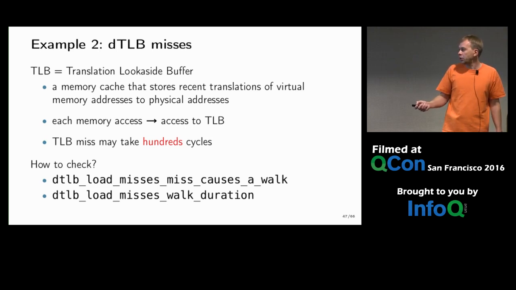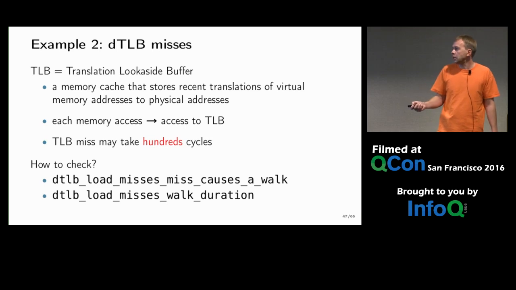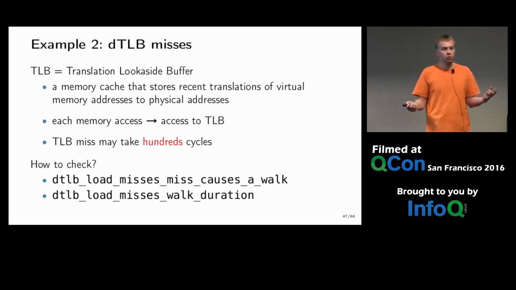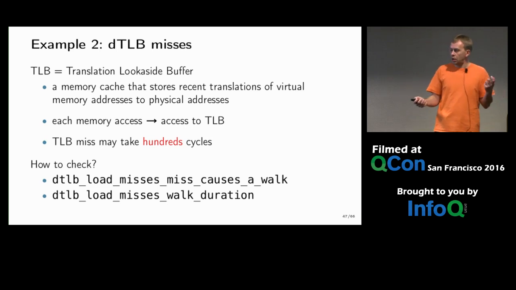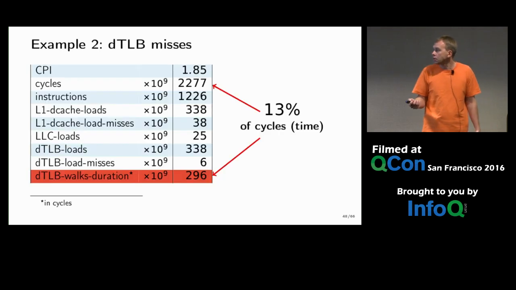This is called an event, which shows us which misses cause the page walk. Page walk is the most expensive thing. And there is another event which counts for us the number of those walks. We can just get statistics on how much time we spent on these page walks.